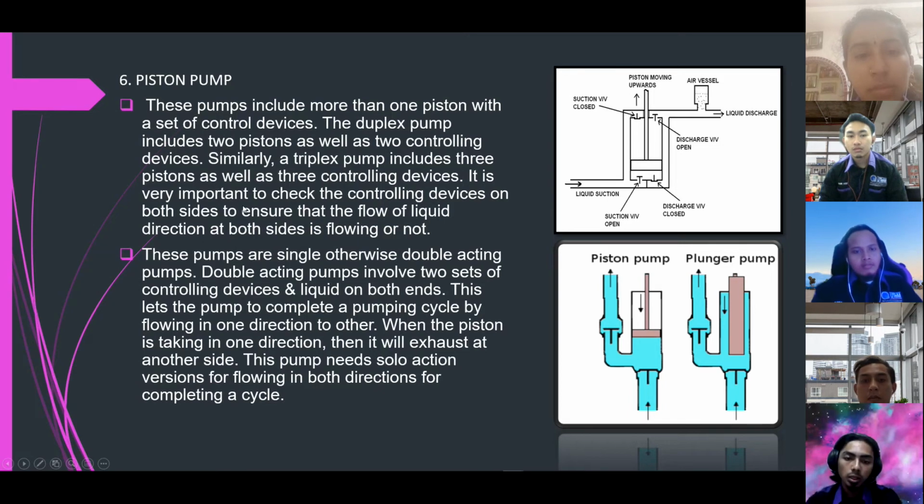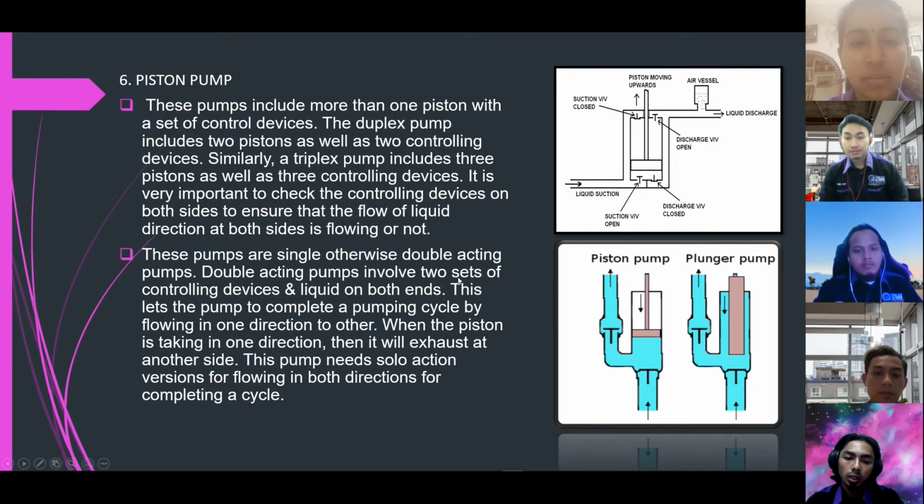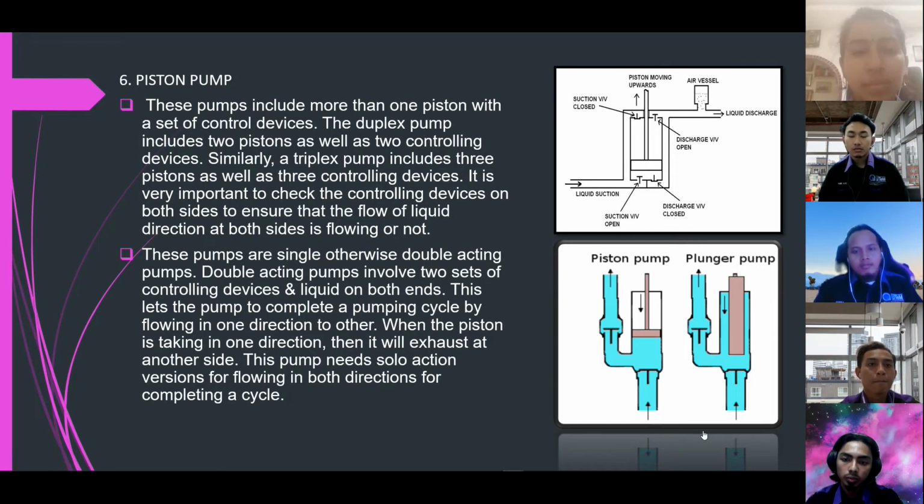These pumps are single, otherwise double acting pumps. A double acting pump involves two sets of controlling devices and liquid on both ends. This lets the pump complete a pumping cycle by flowing in one direction to the other. When the piston is moving in one direction, it will exhaust at the other side. This pump needs solo action versions for flowing in both directions to complete a cycle.